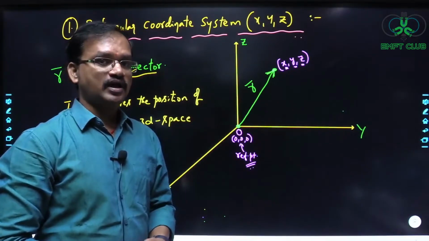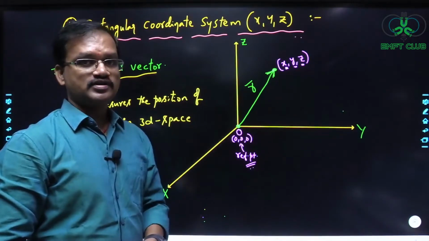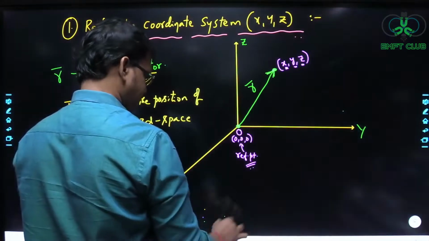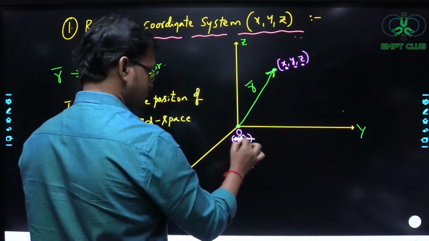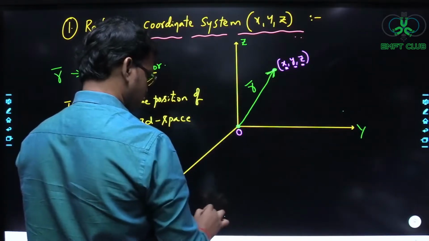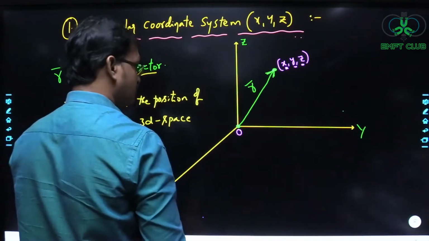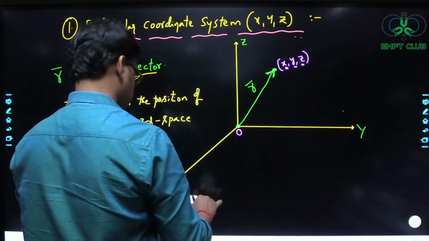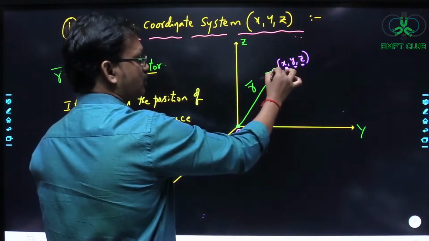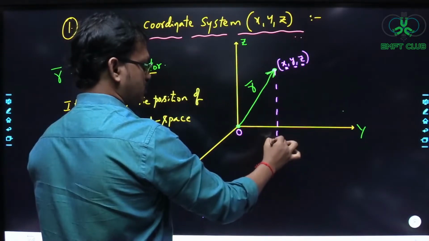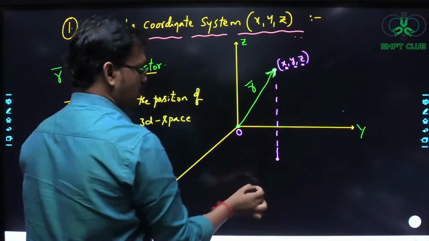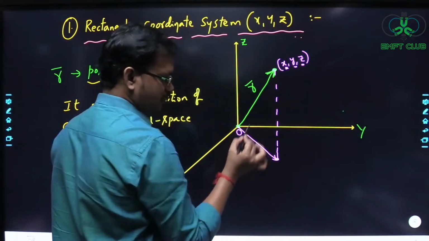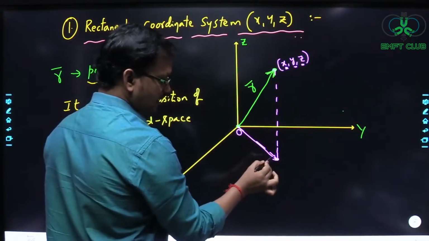Now, how can we determine the components of this vector along the reference axes? What you have to do here is just drop a normal from the head of r bar onto the xy plane. Now draw a vector from the origin to this point. Understood? Now this vector can be resolved into components.